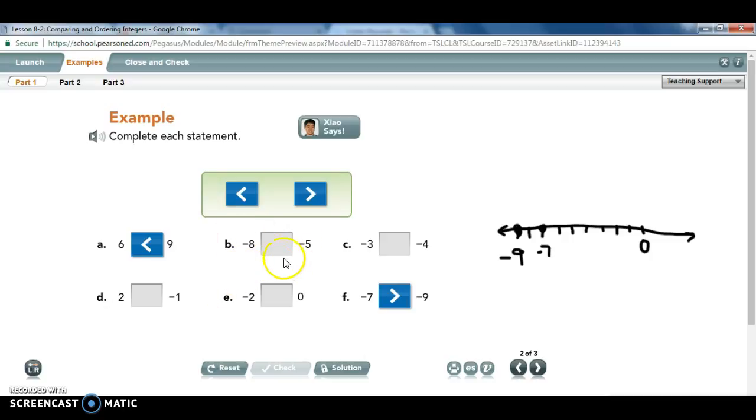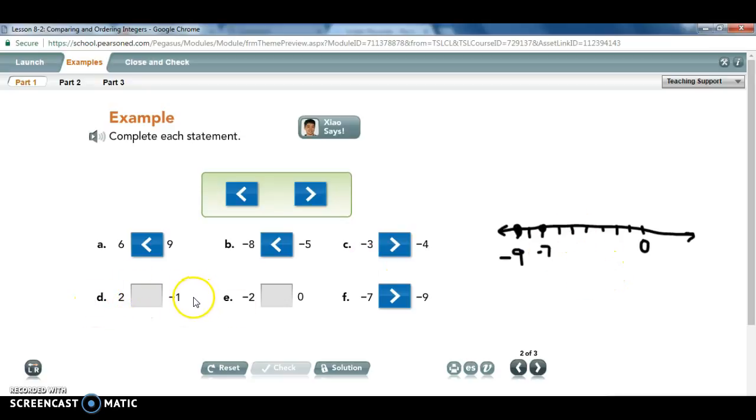All right, so if we're looking at our number line over here, -5, so 2, 3, 4, 5, -5 is right here. That's going to be greater than -8, which would be right here on my number line. So -5 is my greater number, -8 is smaller. -3 and -4. My -3 is greater than -4. I can check it on my number line over here if you wanted to.